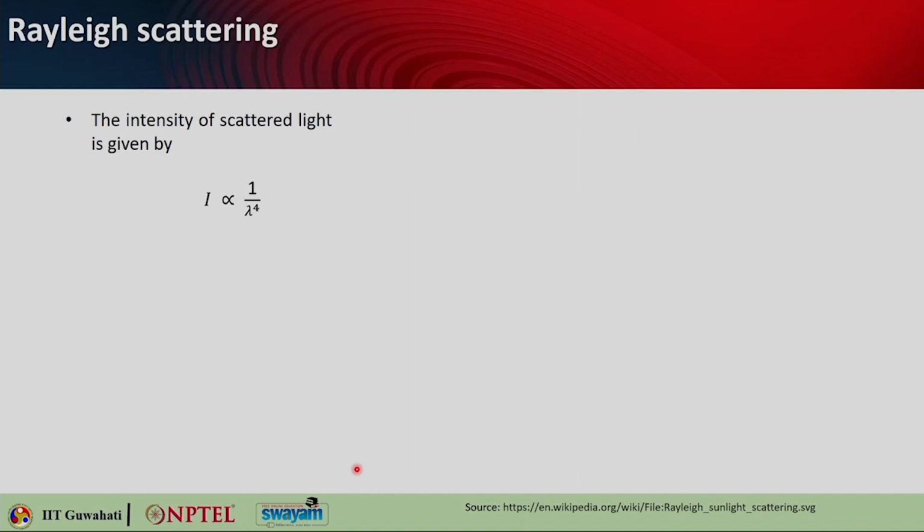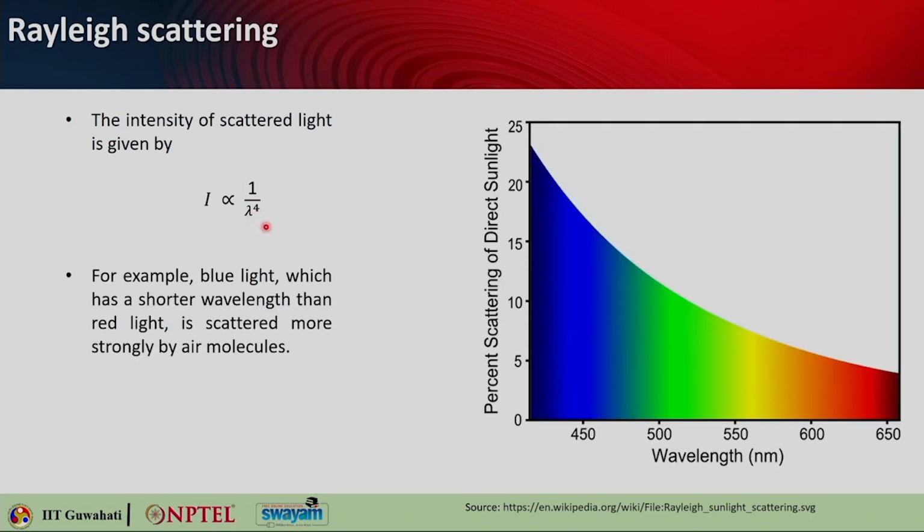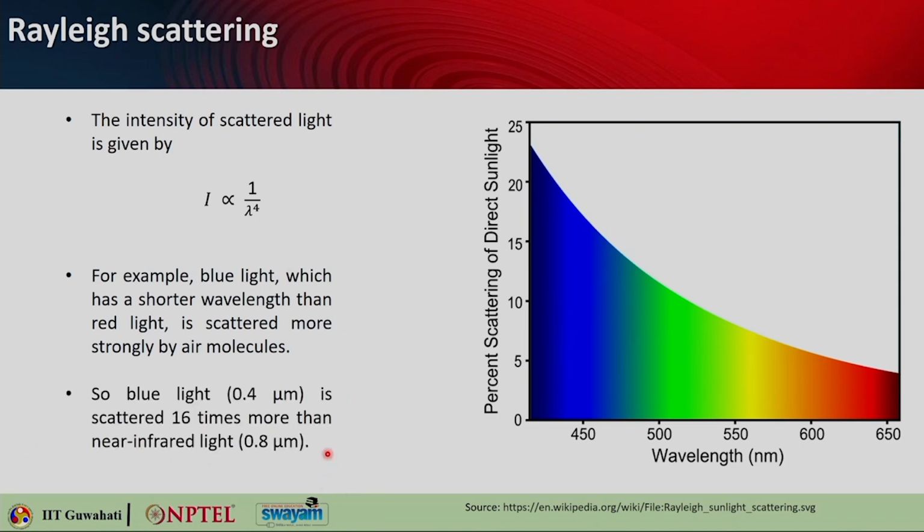Now, what is the intensity of the scattered light that Rayleigh found out in his important paper? The intensity is proportional to 1 over lambda to the power 4. So, that way you can understand that if you take blue light, which has a shorter wavelength, blue light will have the largest scattering intensity. It will get more scattered as compared to red light, which has a much longer wavelength. If you put the values of the wavelength on paper, you will see that blue light, which is roughly 0.4 micron, will be scattered 16 times more than red light or infrared light, which has a wavelength of 0.8 micrometer.